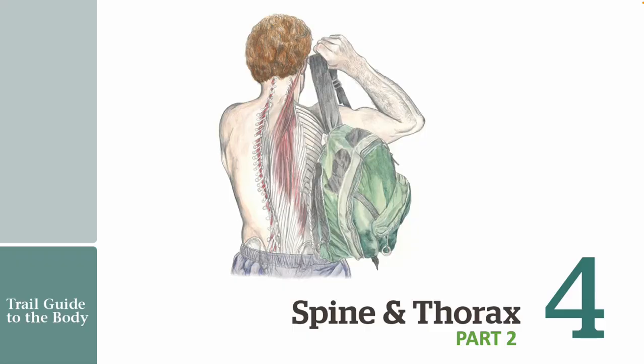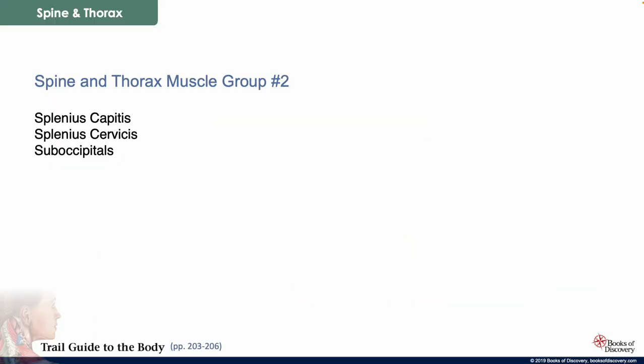All right. Spine and thorax, chapter 4. Chapter 4, part 2. It's chapter 2. Bless you, chapter 2. God. Why do I like this? Okay, so. The spine and thorax muscle group number 2. About what page are we starting on? Of the book? Yeah. 203 through 206.